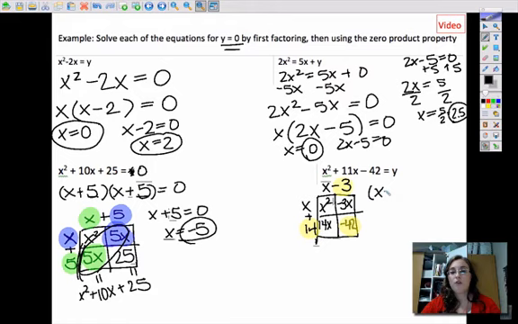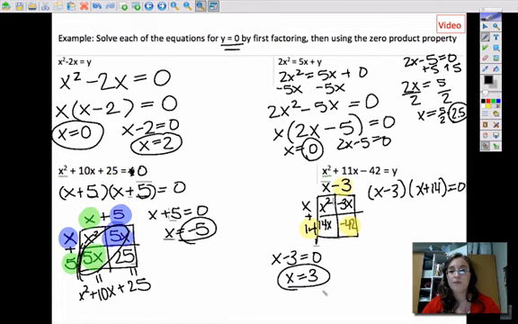So the factored form is x minus 3 times x plus 14 equals 0. So I need to solve each of those for equal to 0. So I need to think about when x minus 3 will equal 0. That's when x is 3. And I need to think about when x plus 14 will equal 0. That's when x is negative 14. Okay?